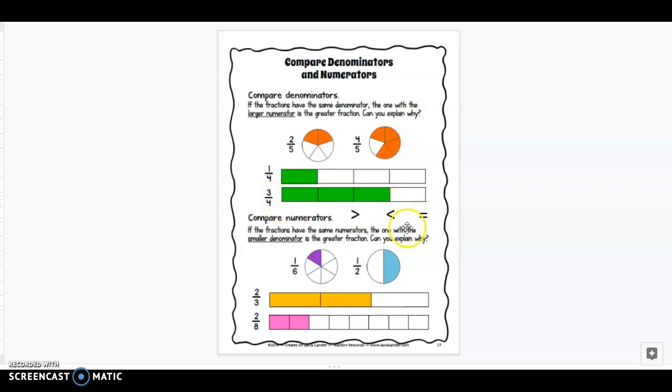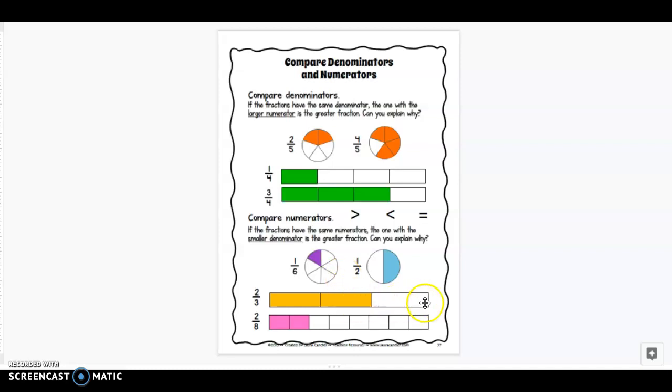Let's look at comparing numerators. If the fractions have the same numerator, the one with the smaller denominator, or the bigger size pieces, is the greater fraction. Look at this first example. You have 1/6, that means your whole is cut into 6 equal pieces, and you have 1/2, that means your whole is cut into 2 equal pieces. In 1/6, the pieces are smaller, so you only have 1 of the 6 pieces, whereas in 1/2 the pieces are bigger. So you have 1 of 2 pieces. When you only have 1 of 6 pieces, that piece is smaller, therefore 1/6 is less than 1/2.